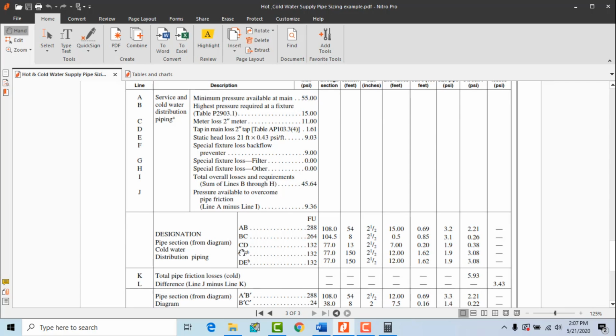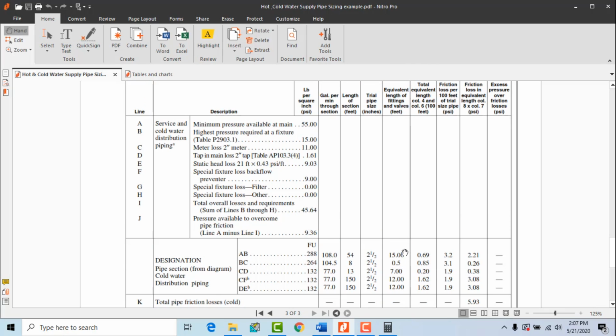In the same way, for section C to D, 13 is the straight pipe length and 7 is the equivalent length of the valves and the fittings. So 7 plus 13 is 20, divided by 100, that is 0.2. In the same way you have to write all the lengths.